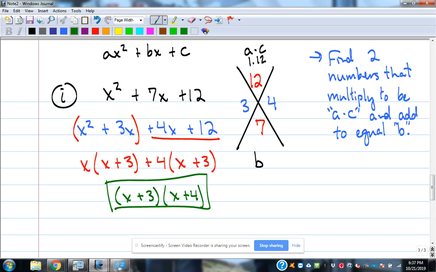Yes, ma'am. Okay. Because 3 times 4 multiplies to be this 12 that's up here in the top, and 3 plus 4 adds to be this 7 that's in the bottom. So the numbers have to multiply to be the top, add to be the bottom.